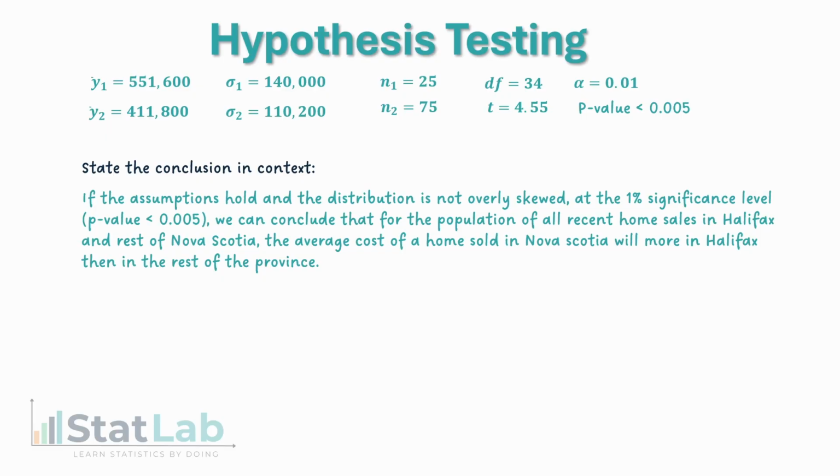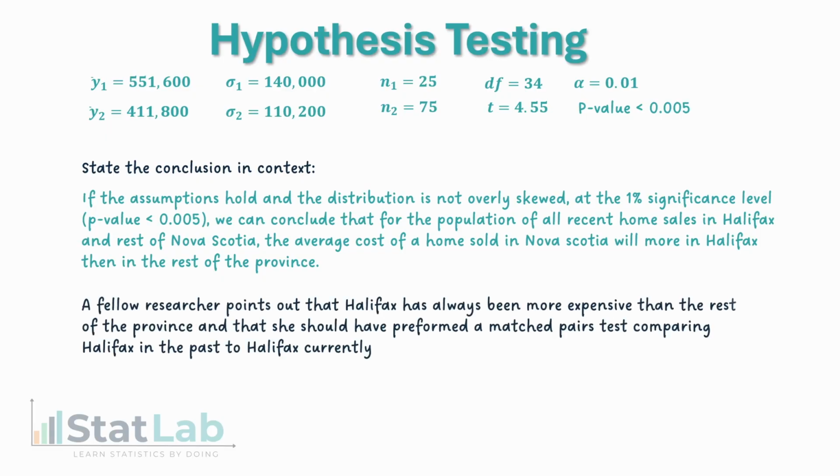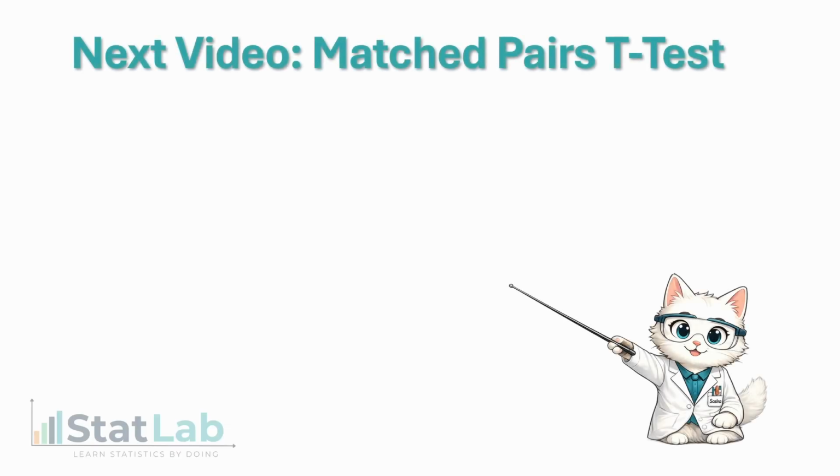Just take note that at the beginning, when I said "if the assumptions hold," I identified what the potential problem is. If you don't use "since" and you're using "if" because there might be a problem, you need to identify what's causing the "if." Now, after she completes this, a fellow researcher points out that Halifax has always been more expensive than the rest of the province, and that she should have performed a matched pairs test comparing Halifax in the past to Halifax currently. So if you check out the next video, it is going to be on the matched pairs t-test, and we'll be going through the hypothesis process for that.